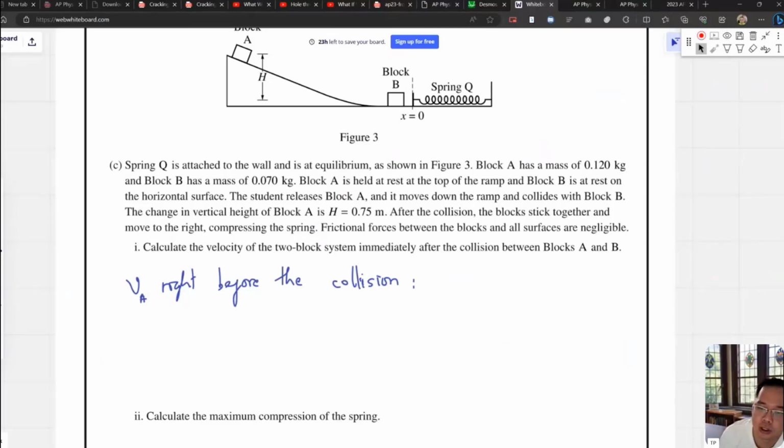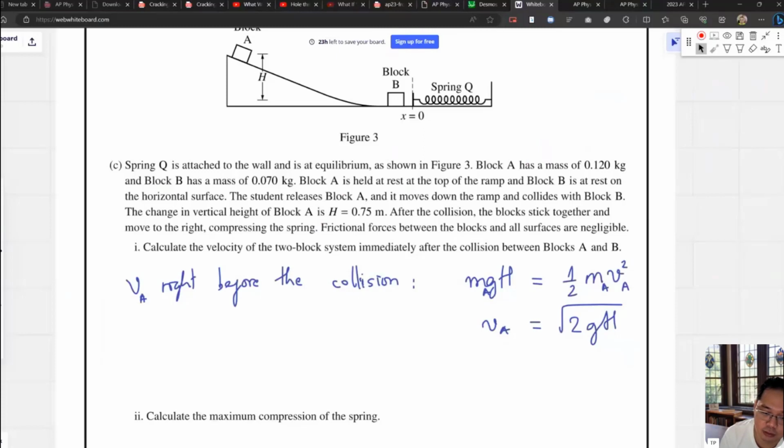1/2 mg times h, the height of the block A, will convert this potential energy totally 100% into the kinetic energy 1/2 m VA squared. This is the mass of A, MA. We can simplify m on both sides. So VA is the square root of 2 times gh, before the collision.